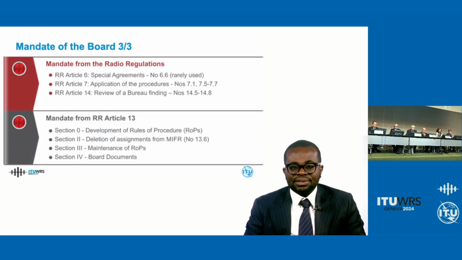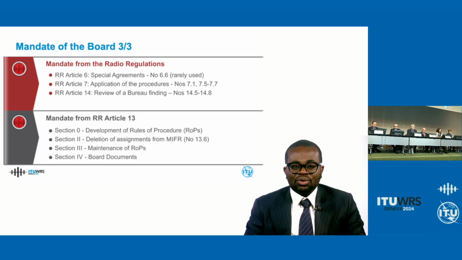The radio regulations contain provisions relating to the work of the board. Under Article 6 on special agreements, Article 7 on application of procedures, and Article 14 on review of a bureau finding. Article 13 has 5 sections, and as you can see on the slide, 4 sections contain provisions relating to the board's work, including development and maintenance of the rules of procedure, deletion of assignments from the Master International Frequency Register, and the documents of the board.